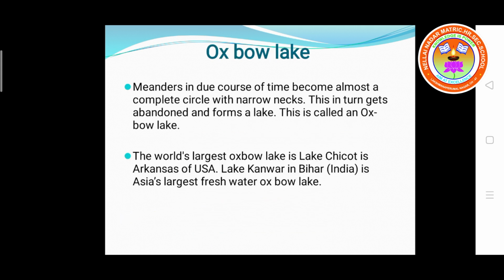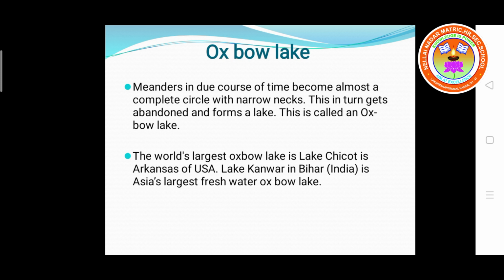Next one, Oxbow Lake. A meander in due course of time becomes almost a complete circle with a narrow neck. This in turn gets abandoned and forms a lake. This is called an Oxbow Lake. We have Asia's largest freshwater Oxbow Lake in Lake Kanwar in Bihar, India.